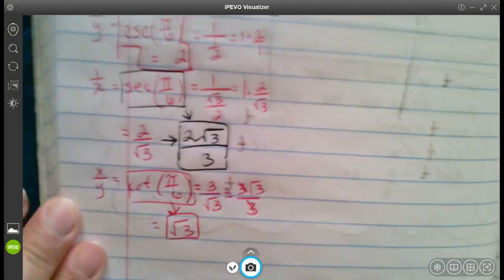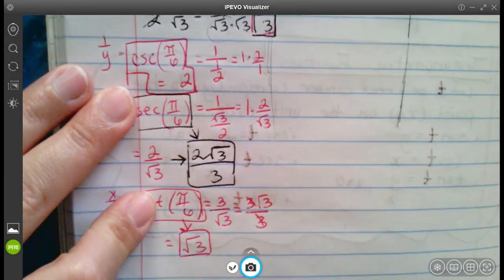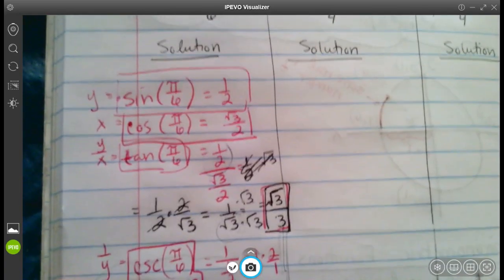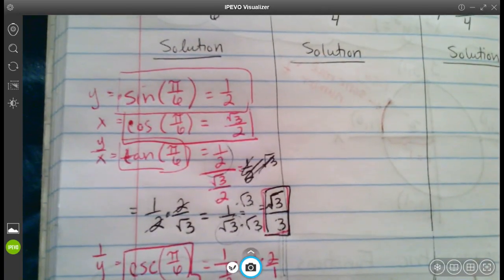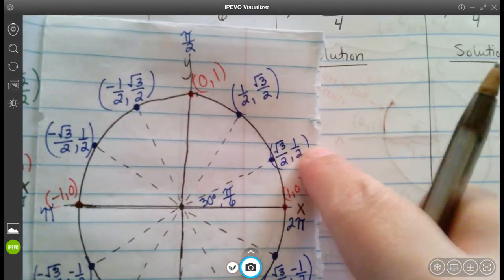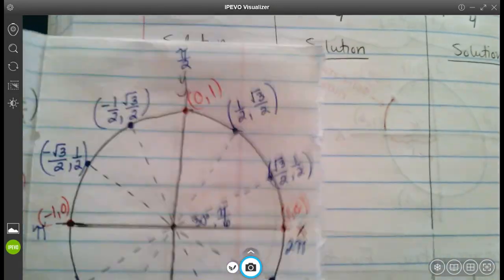Okay, and those are the answers, I should say, for our 6 trig functions here, using those points. And where did we get these points? We got them from our pi over 6 little chart here. So basically these two numbers right here. And again, I will show you how to construct these numbers a little bit later.